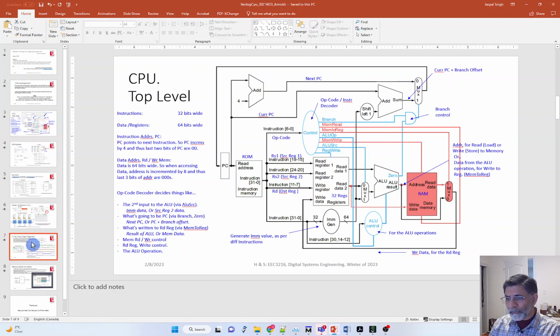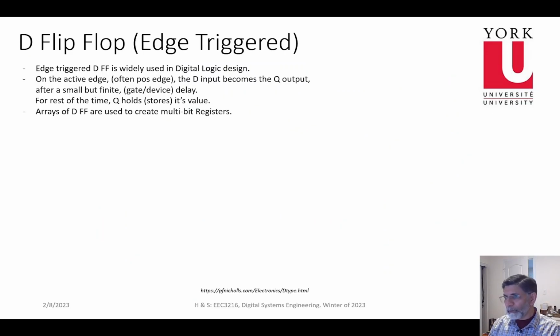So let's go back to the D flip-flop, which is the basic building block of sequential logic. The edge-triggered D flip-flop is widely used in digital logic design. On the active edge, which is usually the positive edge, it can be negative also, but mostly it is positive, the D input becomes the Q output. The Q output grabs the value on D after a small but finite delay, which is due to the delay of the transistors and gates that make up the flip-flop.